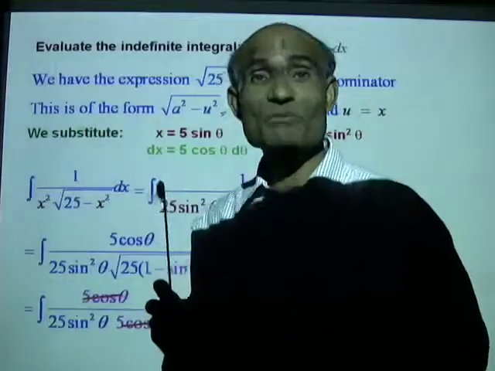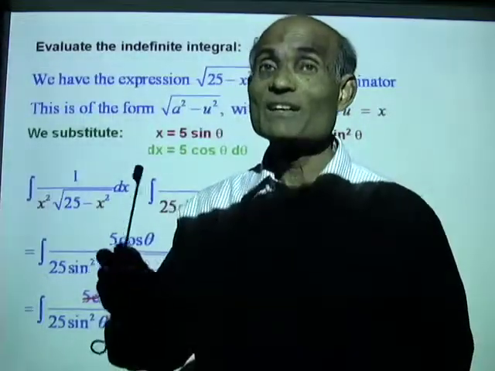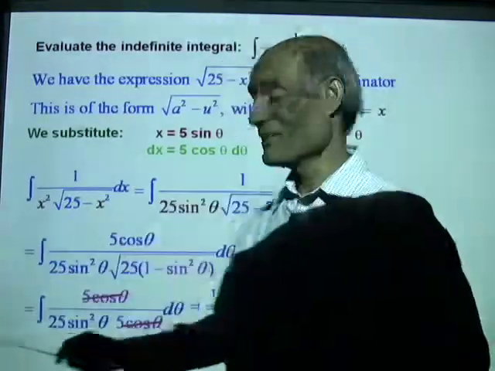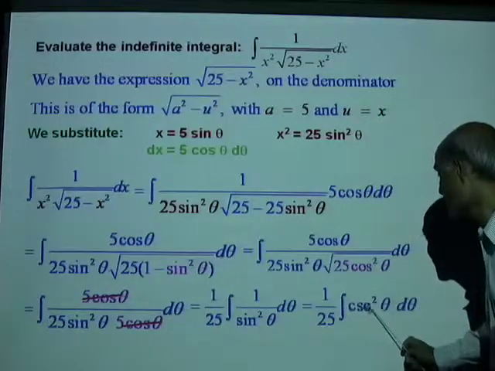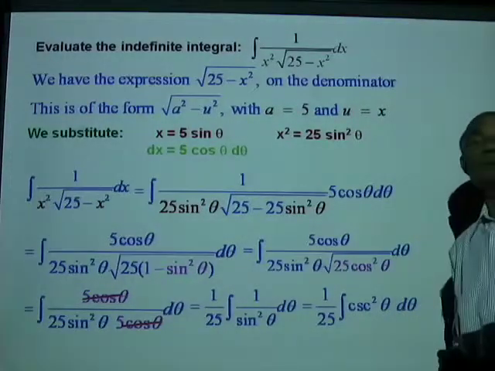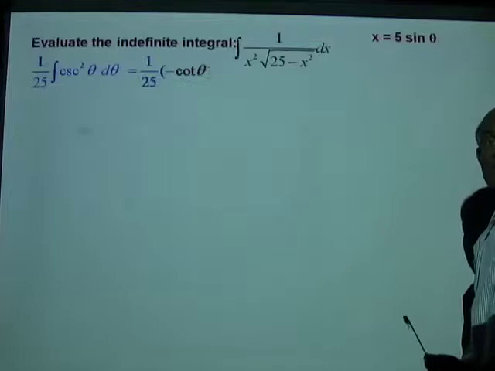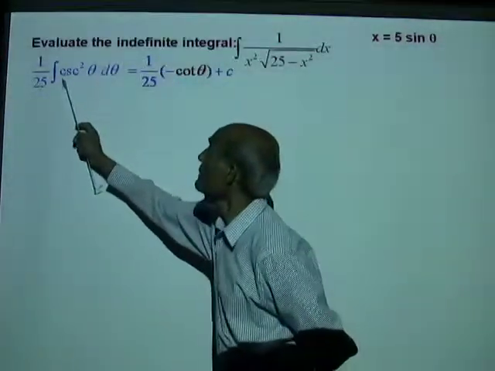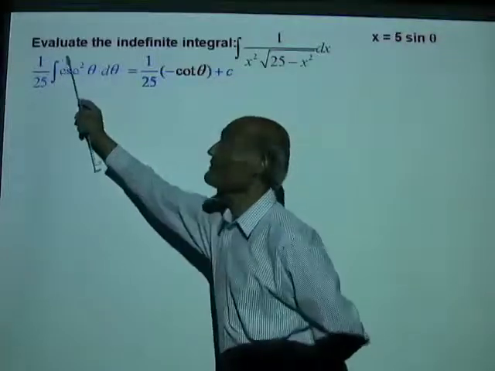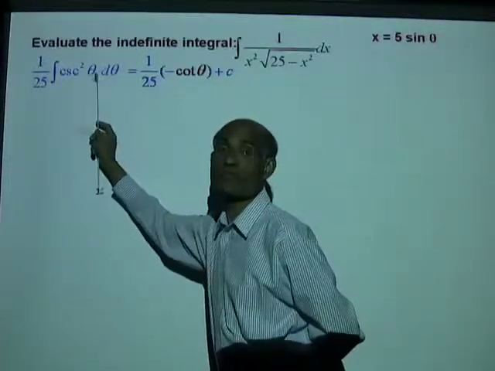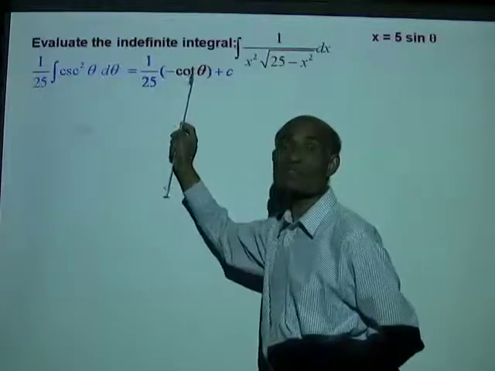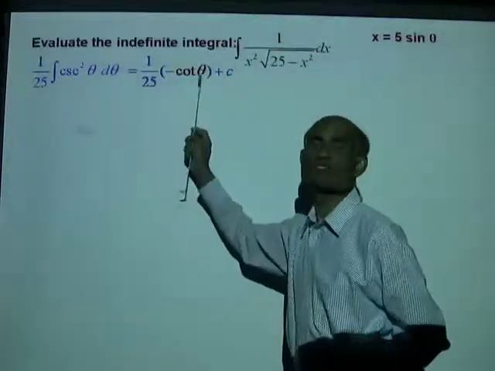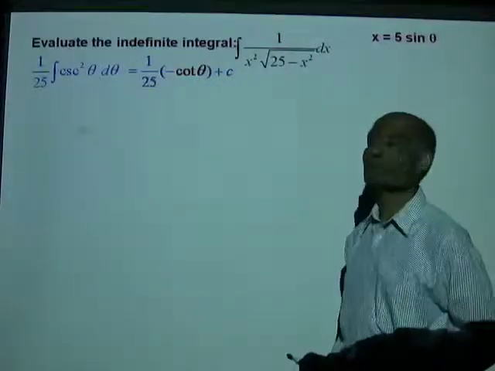Yes. The derivative of cot theta with respect to theta is negative cosecant squared theta. Therefore, the integral of cosecant squared theta d theta must be, yes, negative cot theta. So that is 1 over 25 times the integral of cosecant squared theta d theta, which is negative cot theta plus c. Those basic integration forms you must be very familiar with.